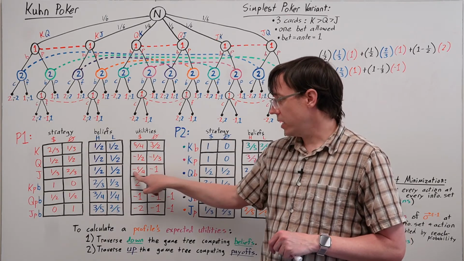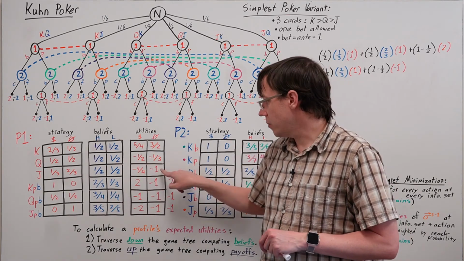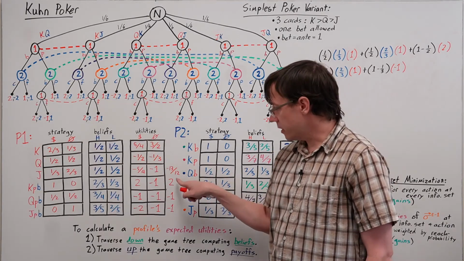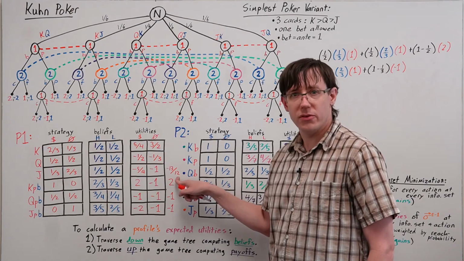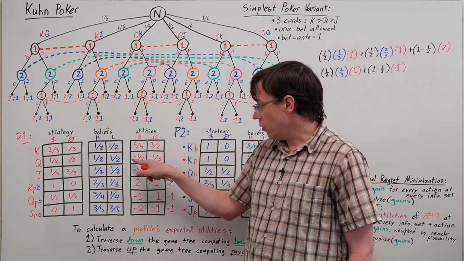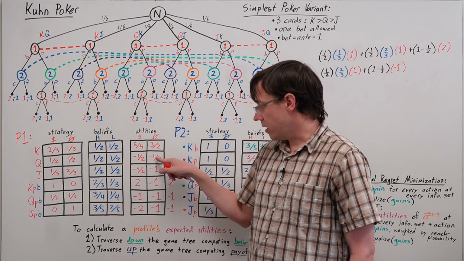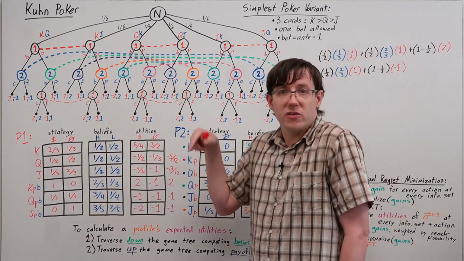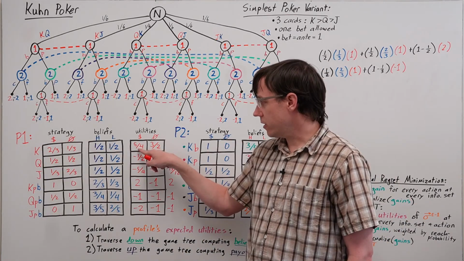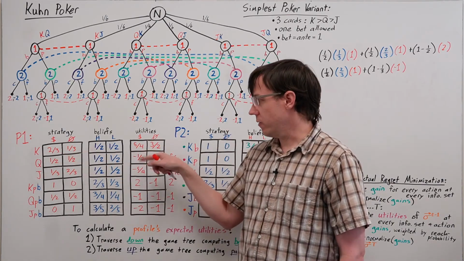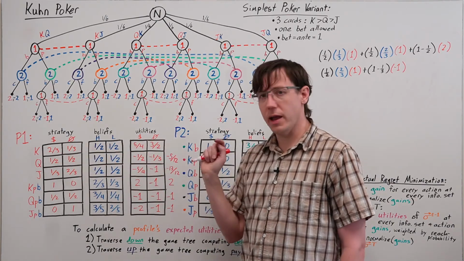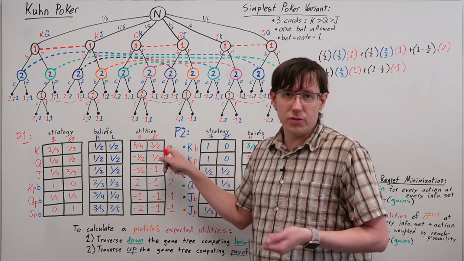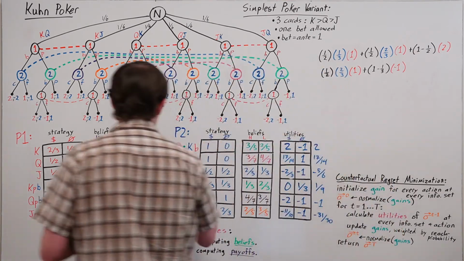Here they'll get -1 1/4 1/3 of the time and -1 2/3 of the time, for an expected utility of -13/12. When they have a queen, they have equal probability of getting -1/2 and -1/3. So their expected utility is -5/12. And here their expected utility is 2/3 times 5/4 plus 1/3 times 3/2. So that gives an expected utility of 16/12, which reduces to 4/3.